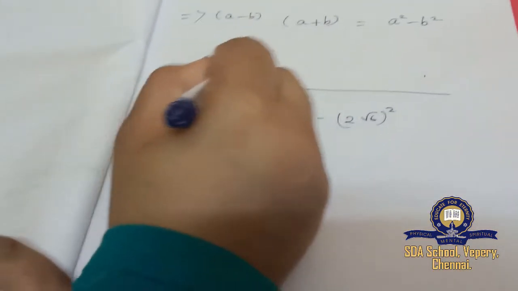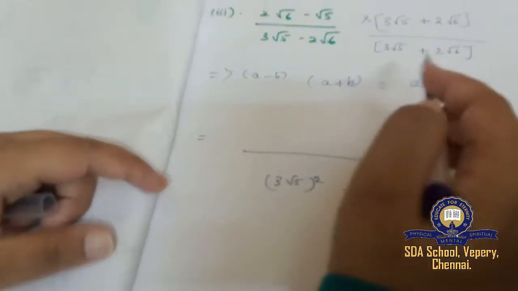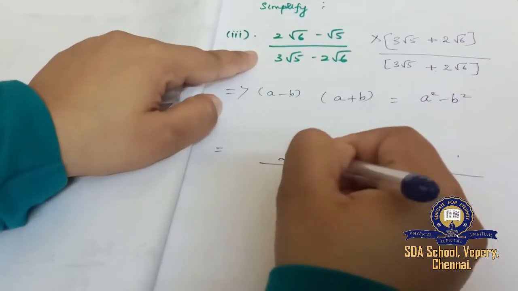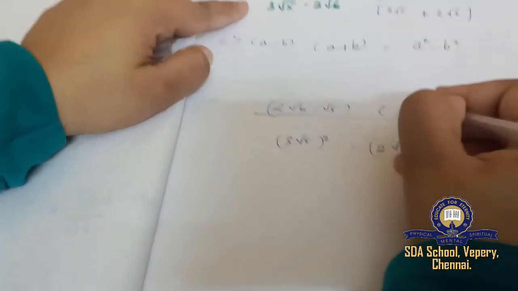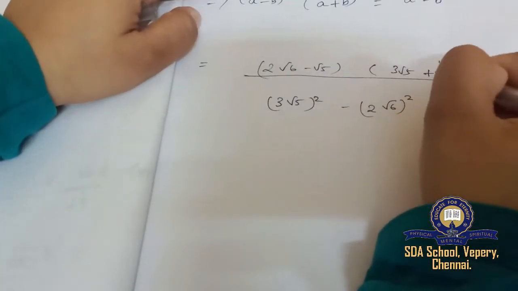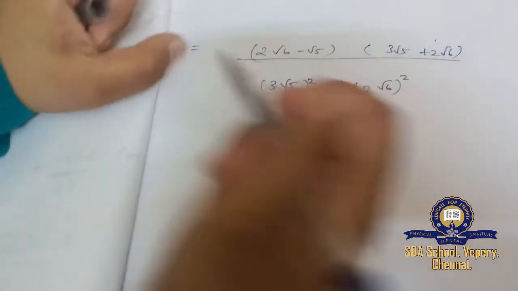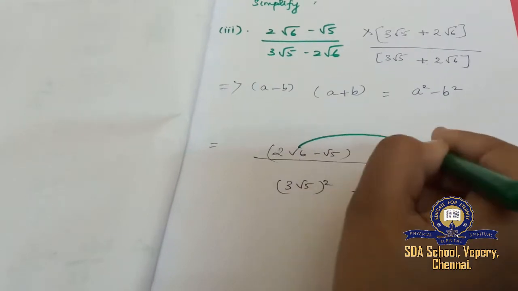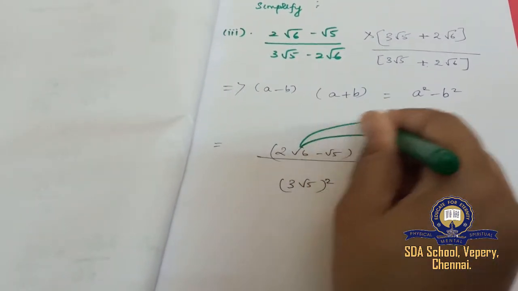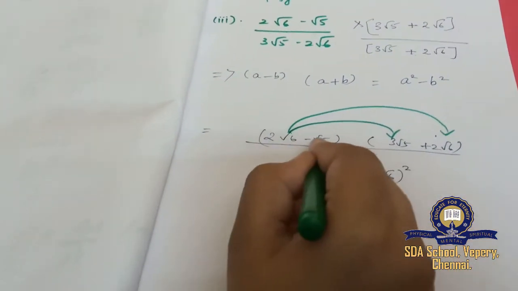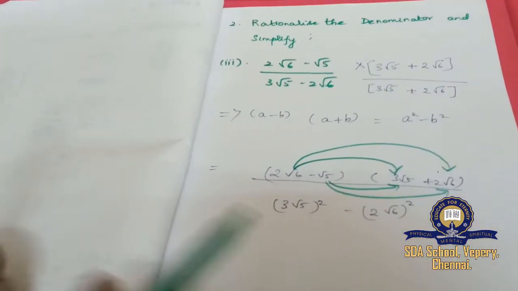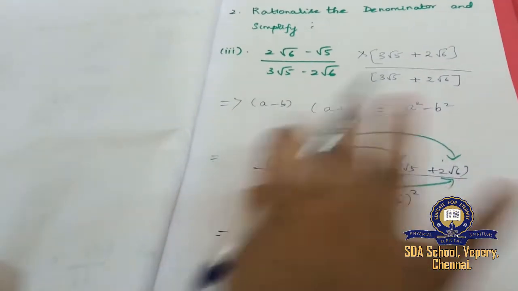Okay, then I have to multiply this both. That is (2√6 − √5) should be multiplied by (3√5 + 2√6). Now what I have to do is, see, first term with the first term multiply, similarly first term with the second term, then second term with the first term, second term with the second term. Got it? This is how I will be doing over here, mere multiplication.